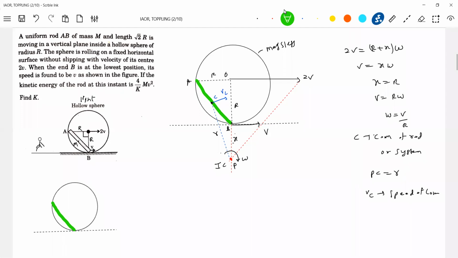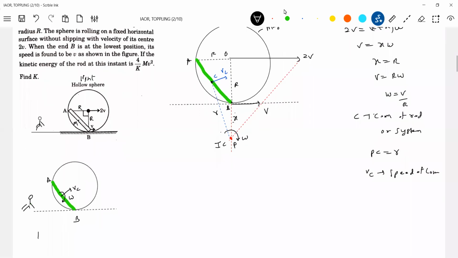Tell me, what are the things? It will have velocity of center of mass like this, and that omega you have to show here. So what will be the kinetic energy of the rod now? What are you going to write? Rotational kinetic energy about its center of mass, then translational kinetic energy due to motion of center of mass.